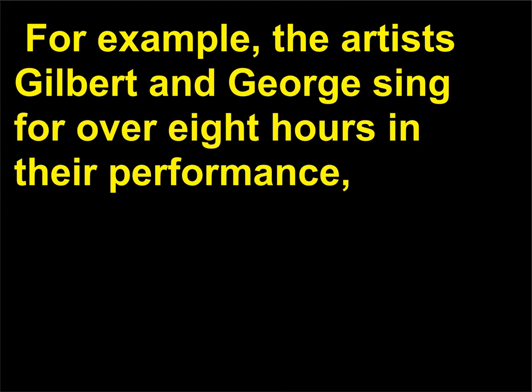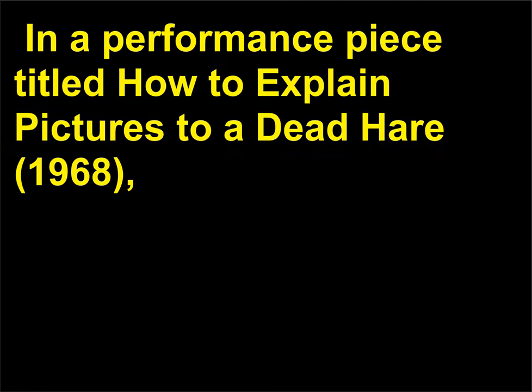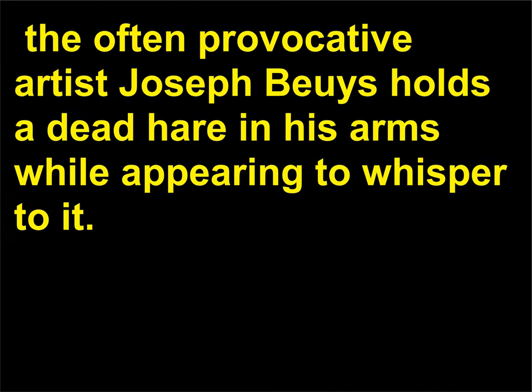For example, the artists Gilbert and George sing for over 8 hours in their performance The Singing Sculpture, 1969. In a performance piece titled How to Explain Pictures to a Dead Hare, 1968, the often provocative artist Joseph Beuys holds a dead hare in his arms while appearing to whisper to it.